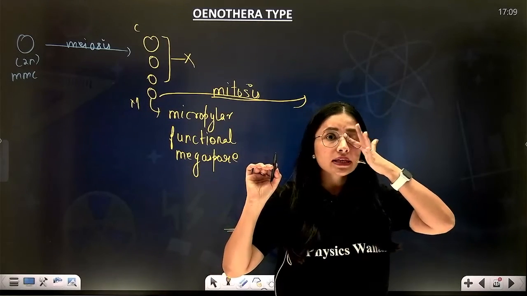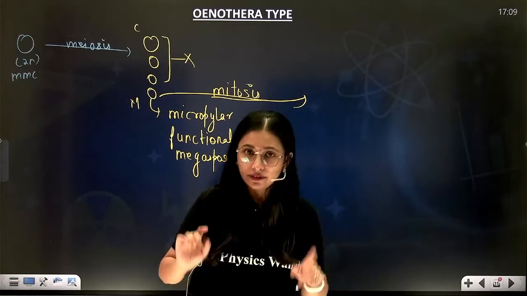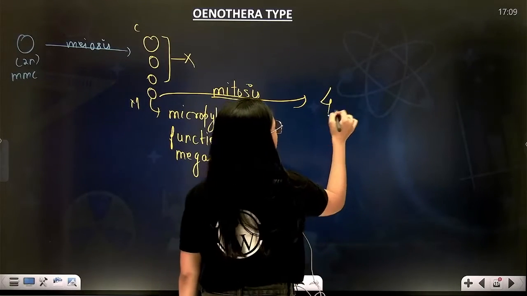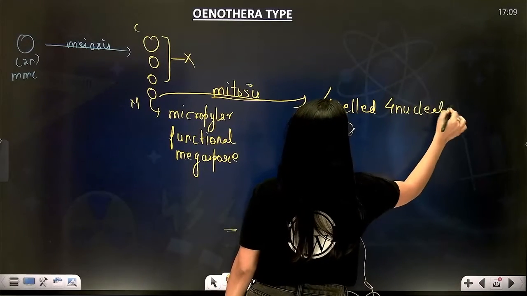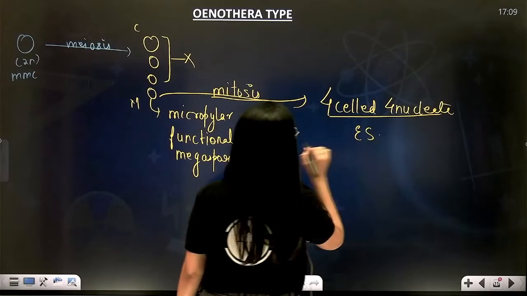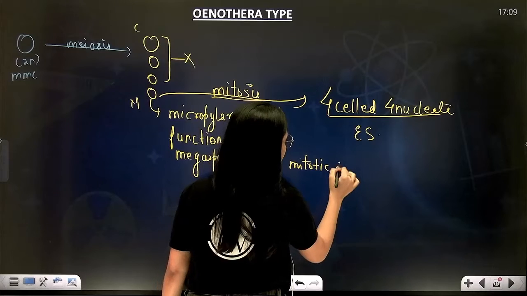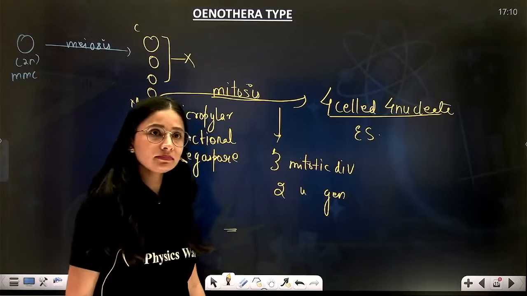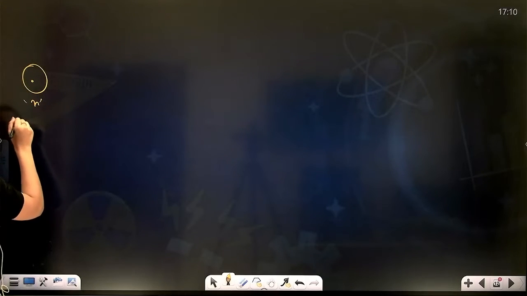How many mitoses? It is going to undergo 3 rounds of mitotic division and 2 rounds of mitotic generation to produce a 4-celled, 4-nucleate embryo sac, with 3 mitotic divisions and 2 mitotic generations. Now let's check out how this is happening. Now this is my functional megaspore, haploid megaspore, right?